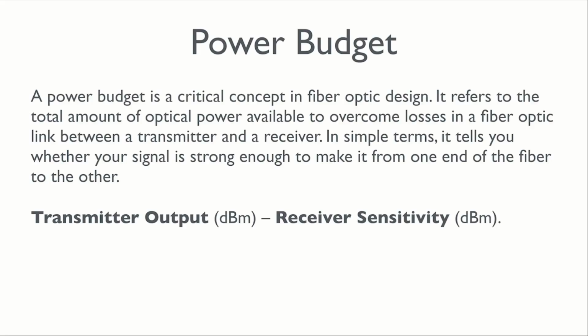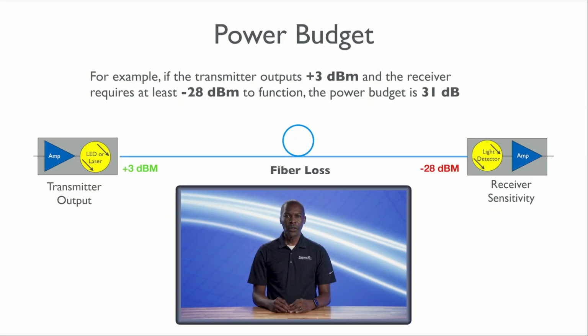The power budget is calculated using the formula: transmitter output in dBm minus the receiver sensitivity in dBm. For example, if the transmitter's output is +3 dBm and the receiver requires at least -28 dBm to function, the power budget is 31 dB.